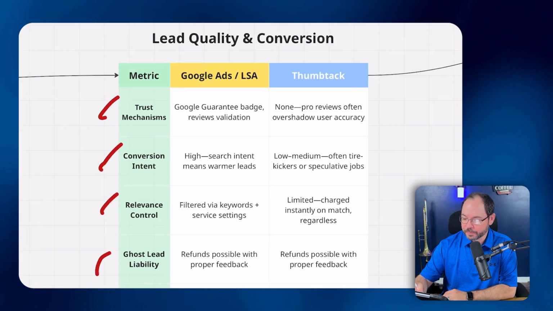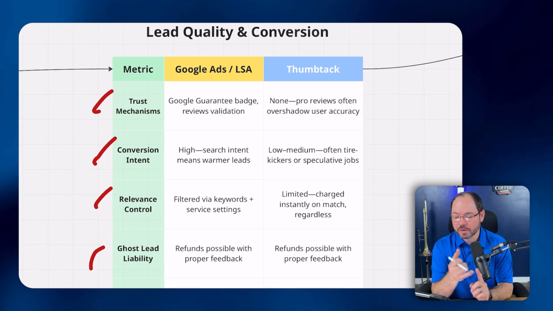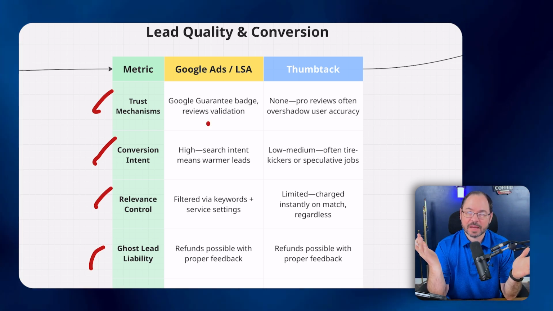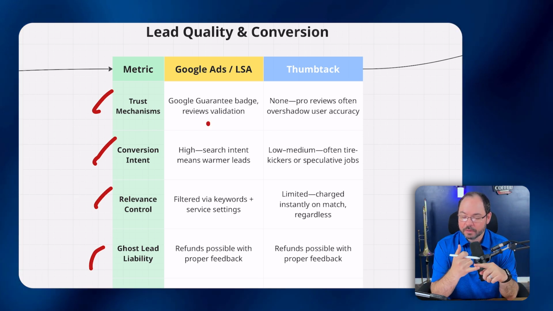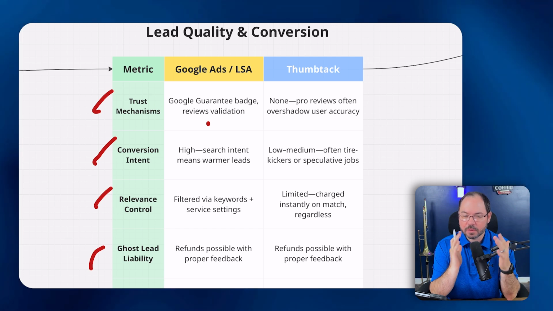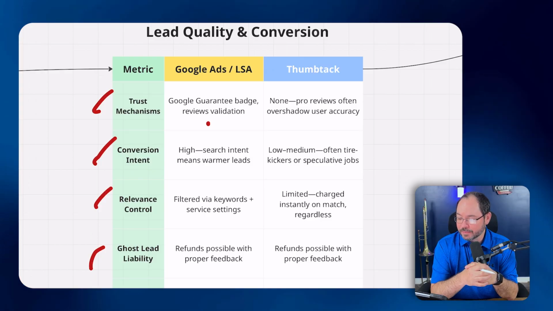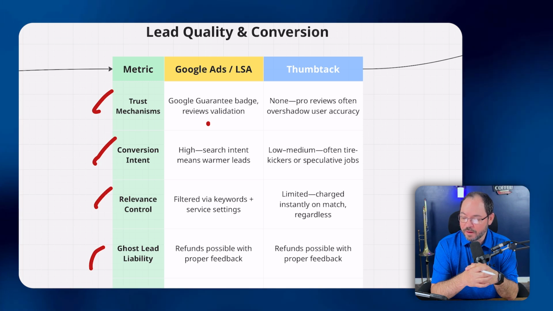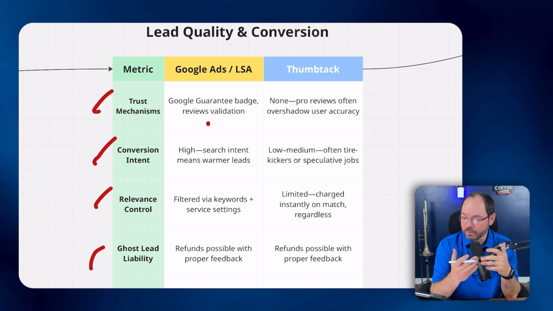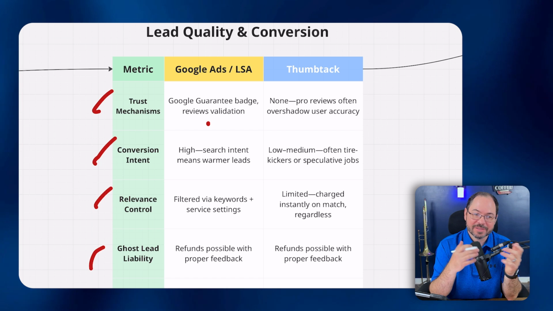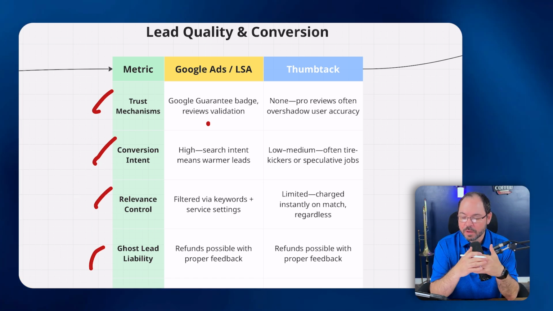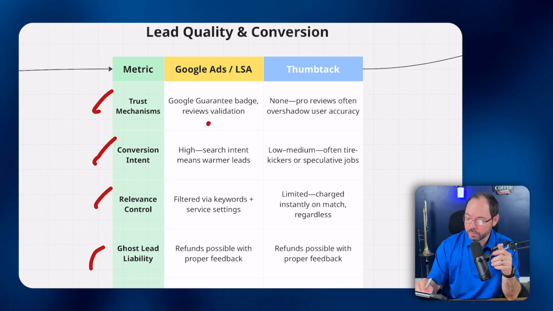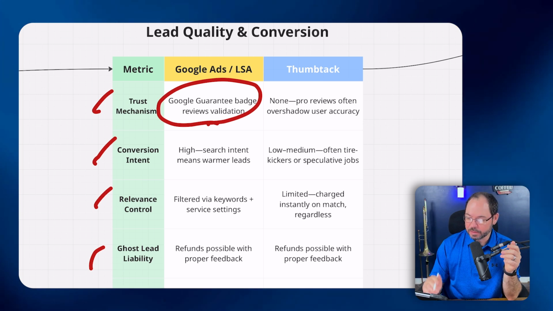So one, trust mechanisms. If you have a Google Guaranteed badge, which usually you have to run local service ads, and then of course you have Google reviews that provide validation. So a lot of people trust Google, and if you have those badges like a Google Guaranteed badge, and you have a lot of really great reviews on Google, typically you're going to be a higher trust. Thumbtack, there are no reviews. So often professionals are overshadowed because the credibility is just not there as far as reviews. So you're going to be trusted more with Google than you are with Thumbtack, just the way it is.